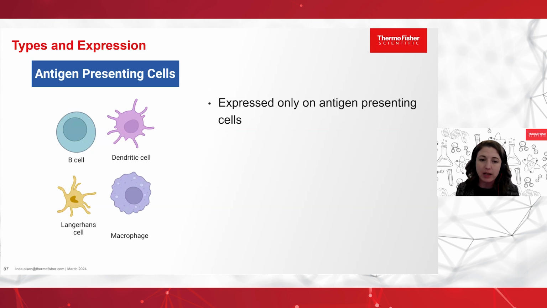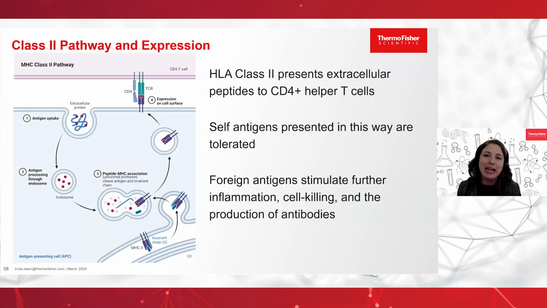Langerhans cells are tissue specific, gut specific, digestive specific macrophages. There are some additional tissue specific macrophages, but the idea about these is that they can ingest the pathogen. So they are more likely to be associated with bacterial infections as they've ingested the germ. So HLA class 2 presents extracellular peptides to CD4 positive helper T cells. Again, self antigens presented in this way are tolerated.